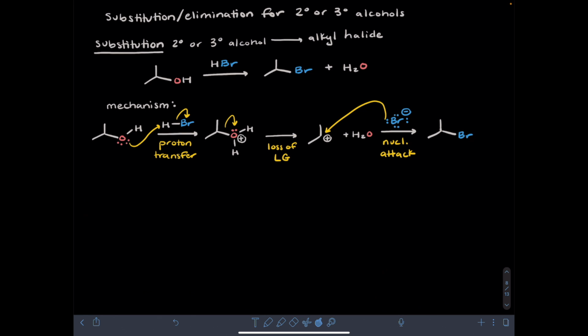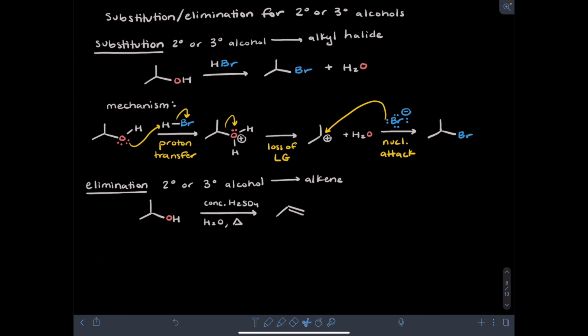SN1 mechanism. An elimination reaction for a secondary or tertiary alcohol would convert it into an alkene. Here as well, the reaction conditions are concentrated sulfuric acid, water, and heat. Sometimes the water may not be written, and you just have to assume that there's a little bit present, since it's formed as a leaving group in this reaction.